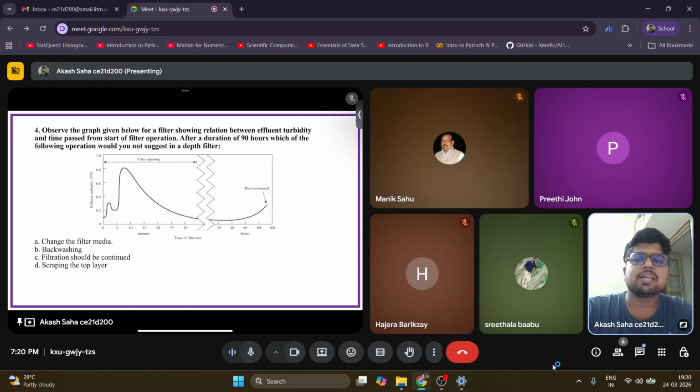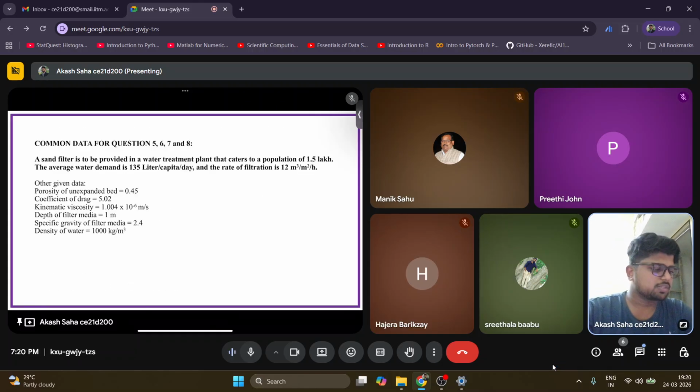And also another thing, this filter ripening, these concepts are related to the depth filters, not to the membrane filtration. Membrane filtration, we have a sheet or a fabric. Okay, so there the concepts are different, whereas depth filters, the concepts are entirely different. Okay, but many of the mechanisms might be the same. But still there are a lot of differences in these two types of filters. So C is the correct answer. Filtration should be continued means you should not suggest this.